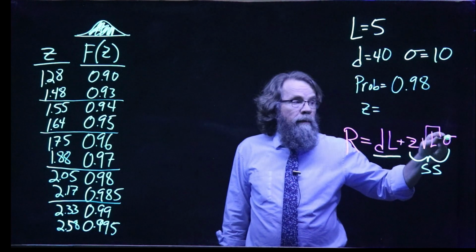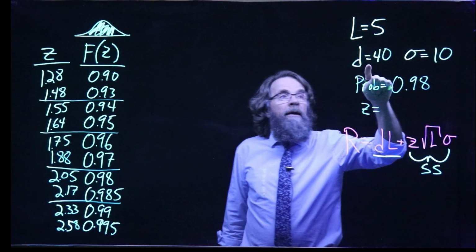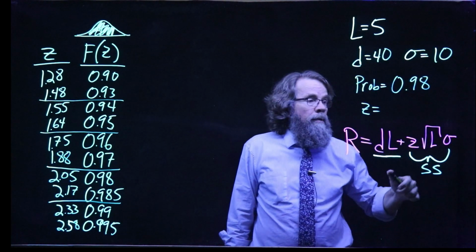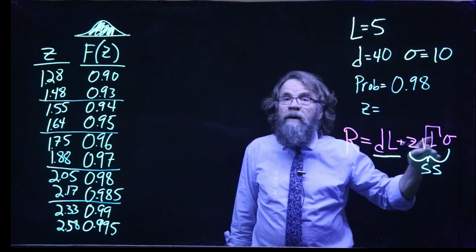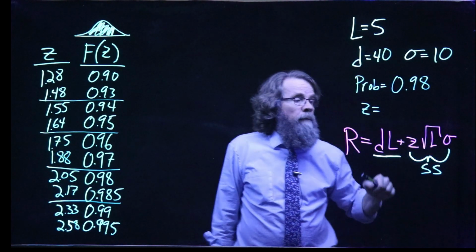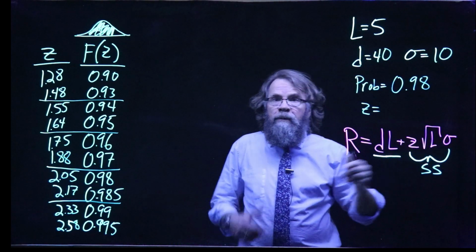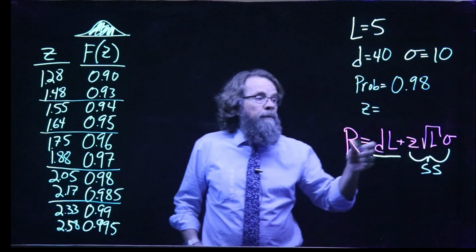Starting at the back here, the standard deviation is the standard deviation per day. D is the demand per day, sigma is the standard deviation per day. Then we have the square root of the lead time, and only the L is inside that square root symbol. And those two together represent the standard deviation of the demand over the lead time.